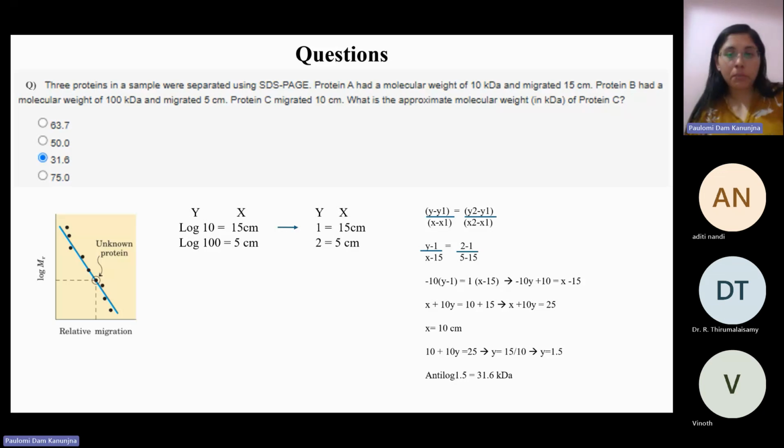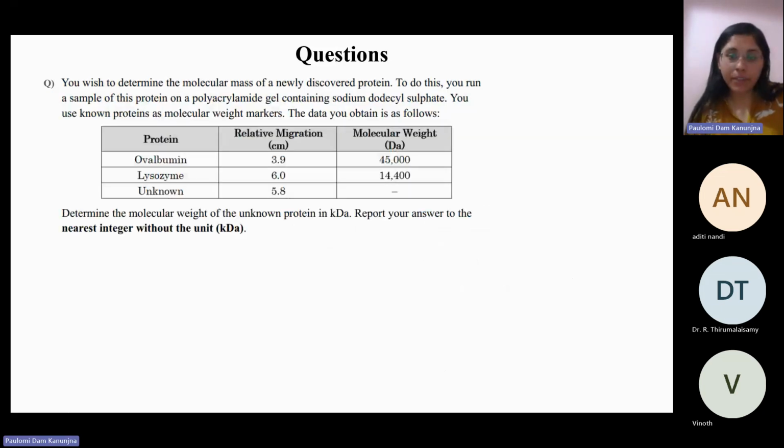Okay, maybe we'll stop here today. Let's all try to attempt this one last question, and then we'll continue from the next slide, which is again a last question on SDS-PAGE, but that's okay. We'll do that in the next session. But let's finish it here and try to understand it better.